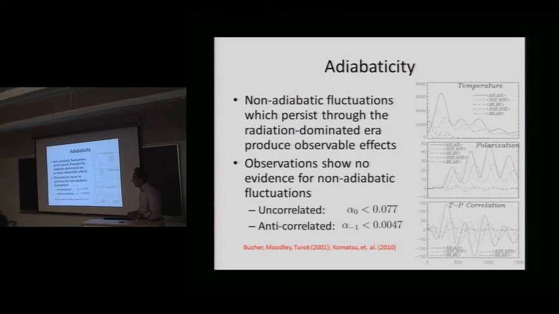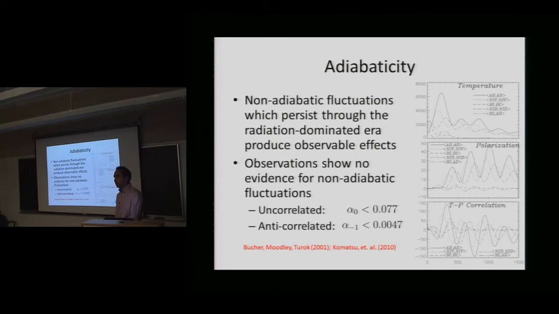However, non-adiabatic fluctuations which persist through the end of inflation, which persist up to the radiation-dominated era, leave observable effects in the CMB. And so I have over here just the power spectra for various forms of isocurvature, so-called isocurvature or non-adiabatic fluctuations. And you can see that you can distinguish these. And WMAP has already put constraints on some forms of non-adiabatic fluctuations.